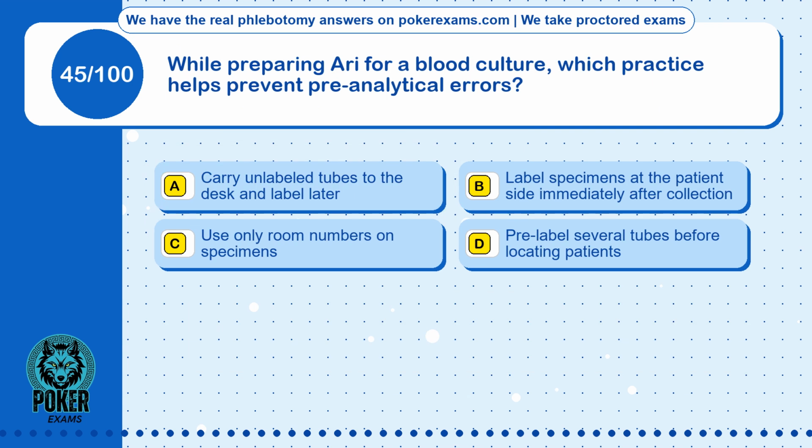Question 45. While preparing for a blood culture, which practice helps prevent pre-analytical errors? Option A. Carry unlabeled tubes to the desk and label later. Option B. Label specimens at the patient's side immediately after collection. Option C. Use only room numbers on specimens. Option D. Pre-label several tubes before locating patients.